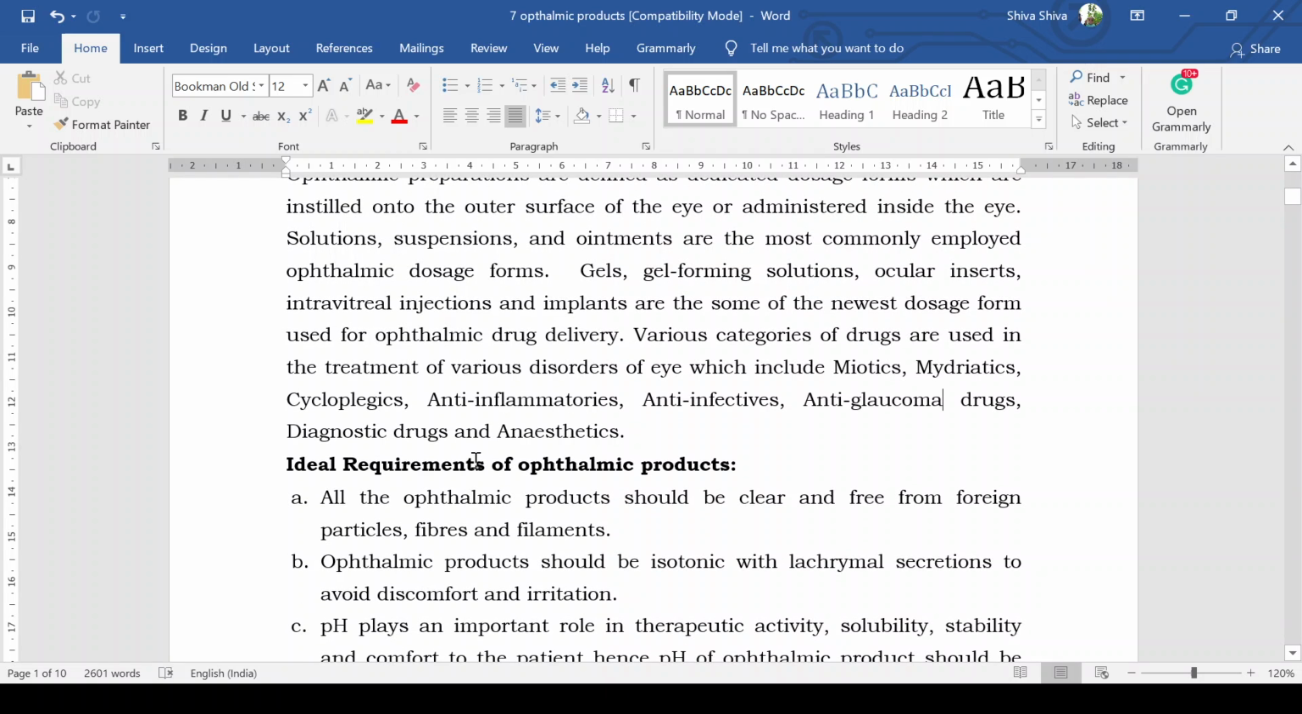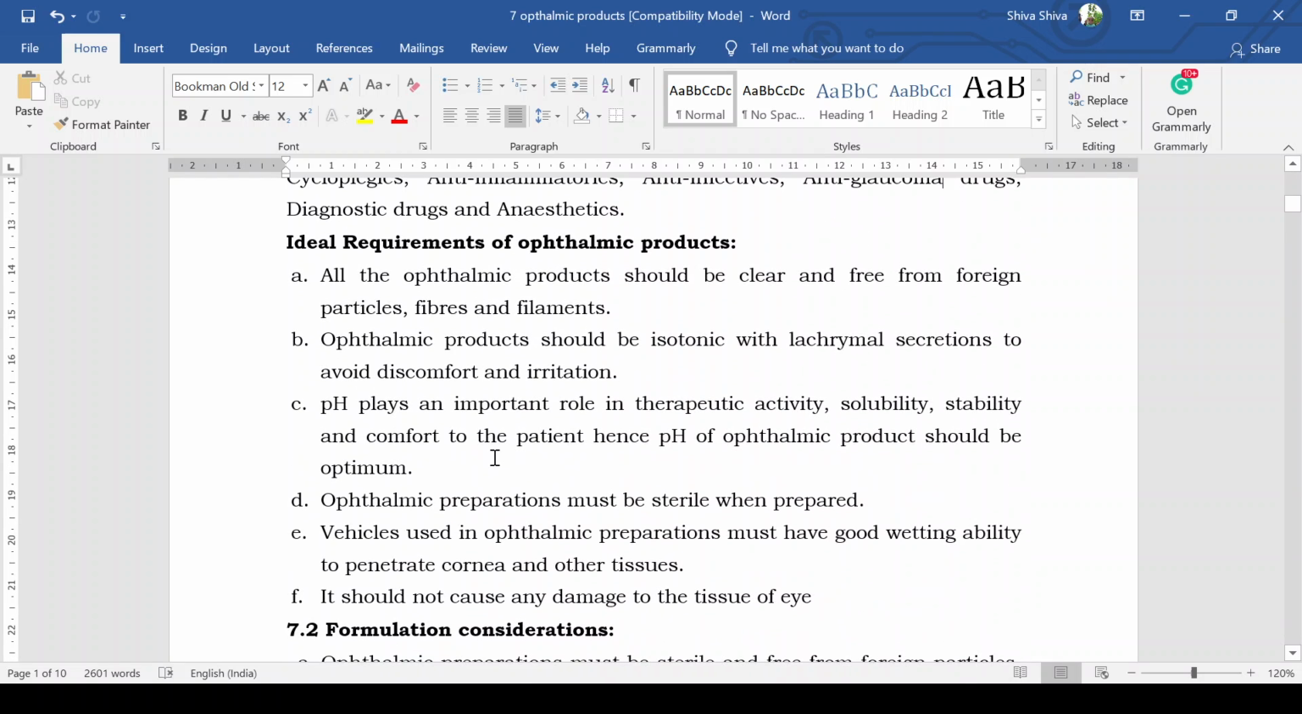Now next, what are the ideal requirements of an ophthalmic product? The ophthalmic product should be clear and free from foreign particles, fibers and filaments, as this product will be instilled into the eye. So to avoid irritation of the eye, inflammation of the eye, or any injury to the eye, this ophthalmic product should be free from any foreign particles, fibers and filaments.